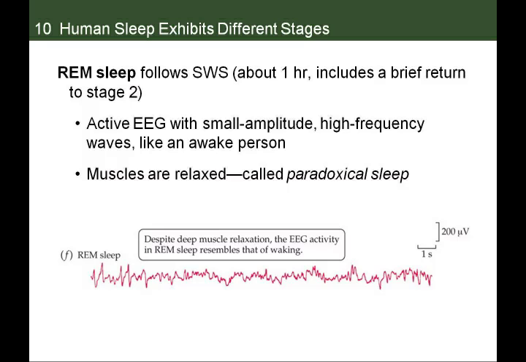Okay? And why do you think it's a good idea for your larger muscles to be paralyzed? So you don't act out your dreams? Exactly. In fact, people who have a genetic mutation where that inhibition is lacking actually act out their dreams, which might be fun, but maybe not for the person when they wake up. Okay, so again, here's the EEG activity. It looks very much like the person is awake, and that's why sometimes we call it paradoxical sleep, because when we look at the brain, it looks like it's very active, but the muscles are paralyzed.